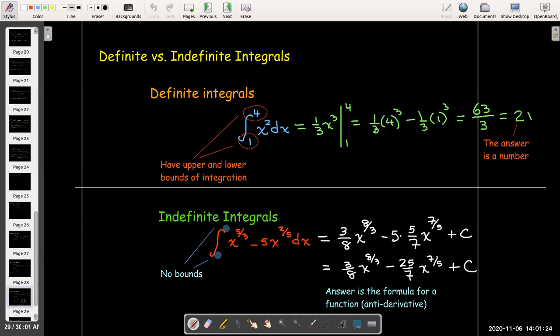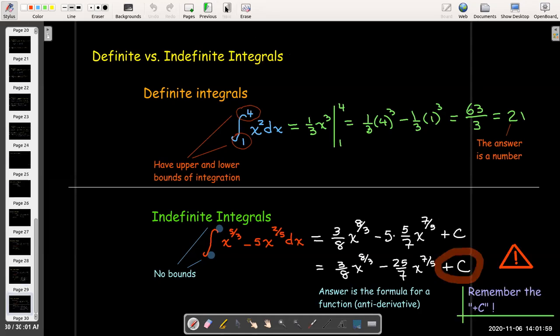In the second term, I have x to the power of 2/5. So add 1. 1 is the same as 5 over 5. 2 over 5 plus 5 over 5 makes 7 over 5. And dividing by 7 over 5 is the same as multiplying times 5 over 7. And then here, I need to have the plus c. So remember, with definite integrals, no plus c. Indefinite integrals, we need the plus c. And the answer from an indefinite integral is a formula for the antiderivative. And remember that plus c for indefinite integrals.